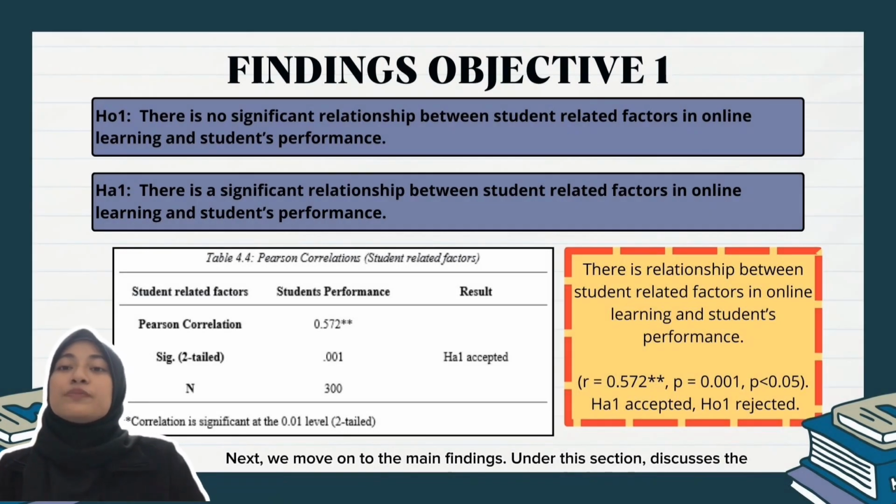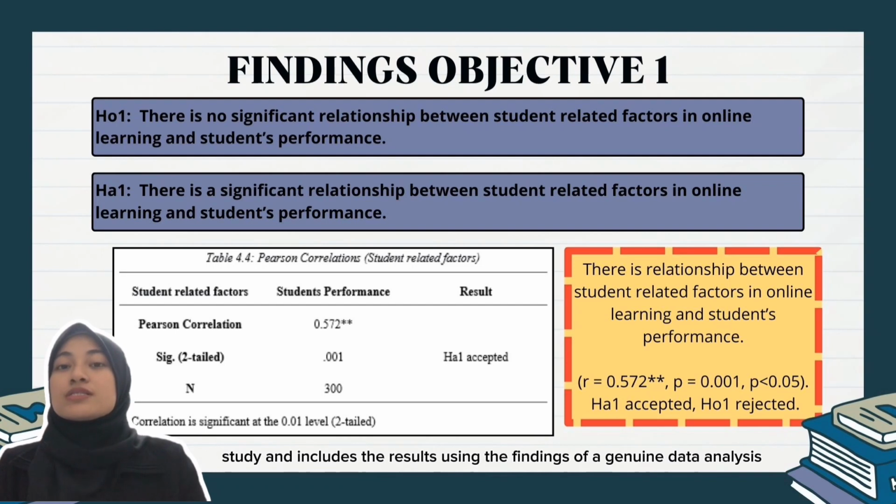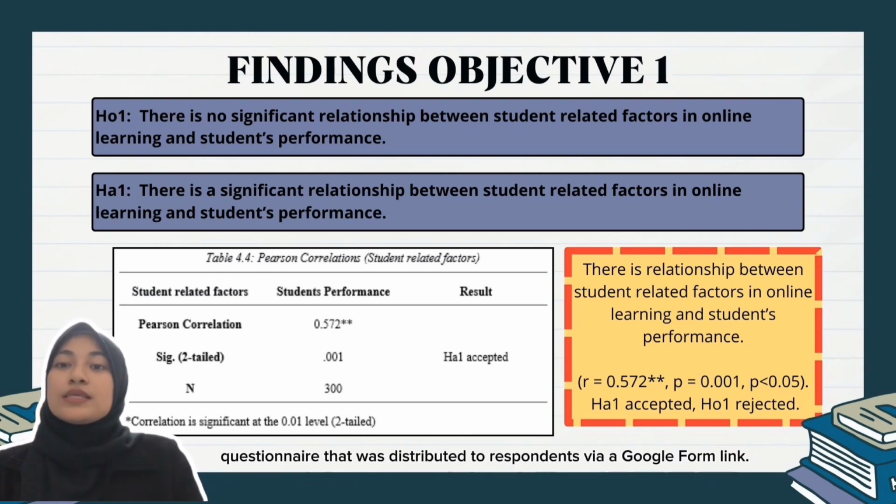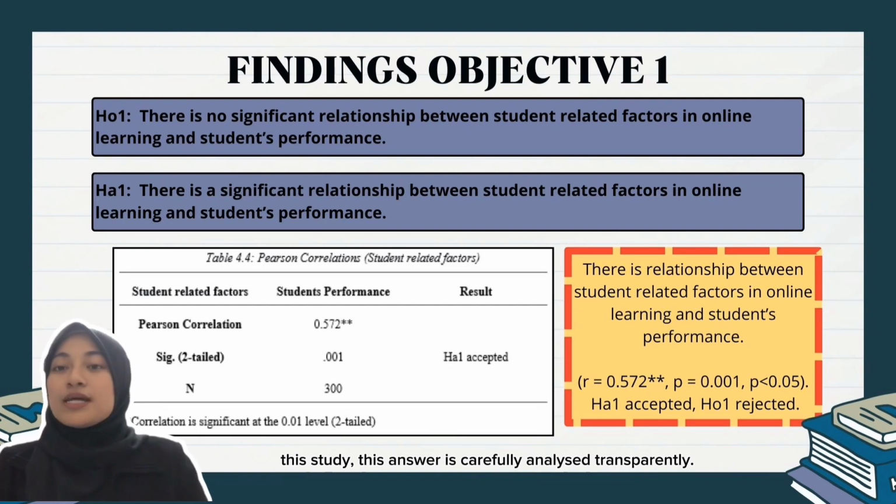Next, we move on to the main findings. Under this section, we discuss the study and include the results using the findings of the data analysis done on survey data. The study was conducted based on the results of the questionnaire that was distributed to the respondents via a Google Form link. To achieve the study goals, the answers were carefully and transparently analyzed.